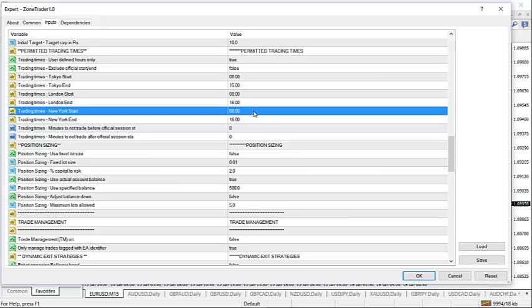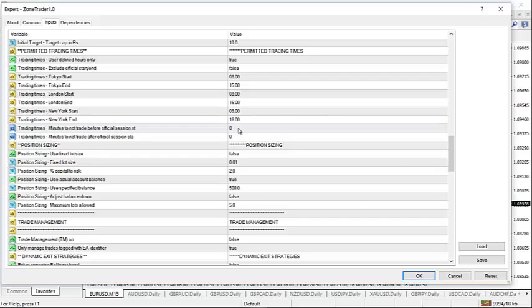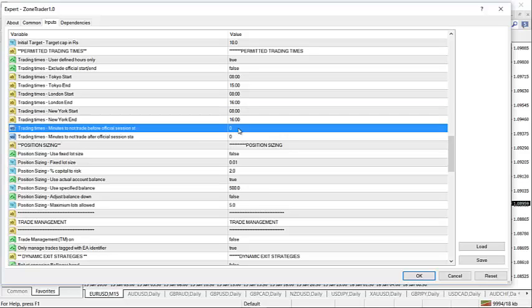So make note that the times you give are relevant to the particular session that you're setting the times for. So for Tokyo start and end, then these times are in Tokyo time zone. Similarly for London, these times are in the London time zone, and New York, these times are in the New York time zone.